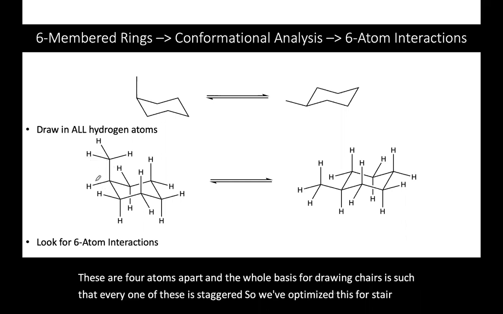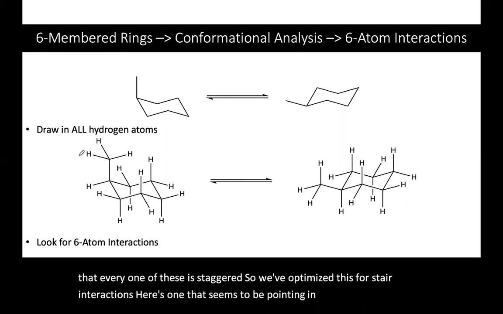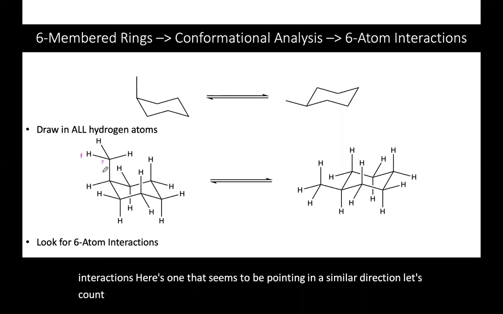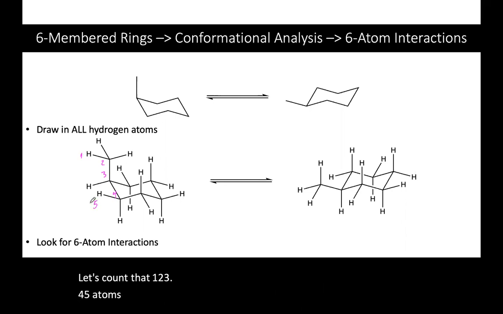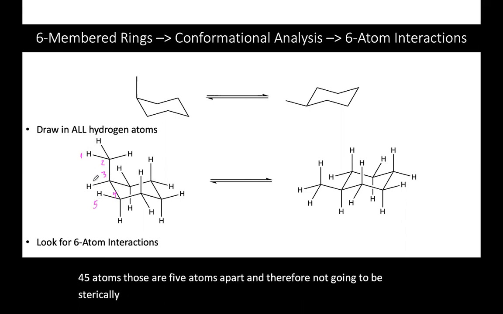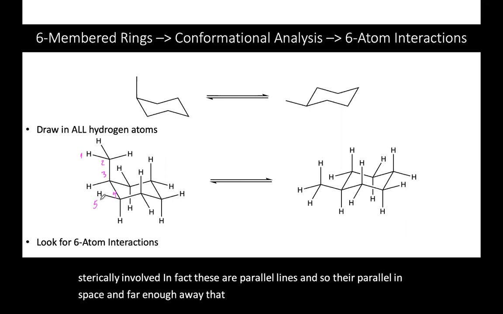Here's one that seems to be pointing in a similar direction. Let's count that. 1, 2, 3, 4, 5 atoms. Those are 5 atoms apart and therefore not going to be sterically involved. In fact, these are parallel lines, and so they're parallel in space and far enough away that they don't tend to bump into each other.